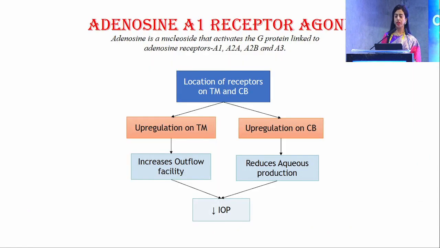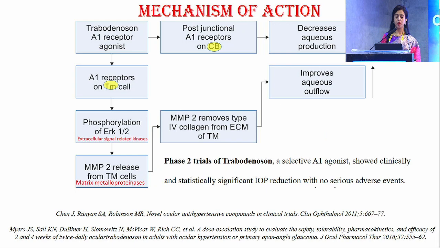These are the adenosine A1 receptor agonists. The receptors are located on the trabecular meshwork and the ciliary body. In the trabecular meshwork, upregulation increases the outflow facility, and in the ciliary body, upregulation causes reduced aqueous production and decreases the intraocular pressure. This is again the mechanism of action.